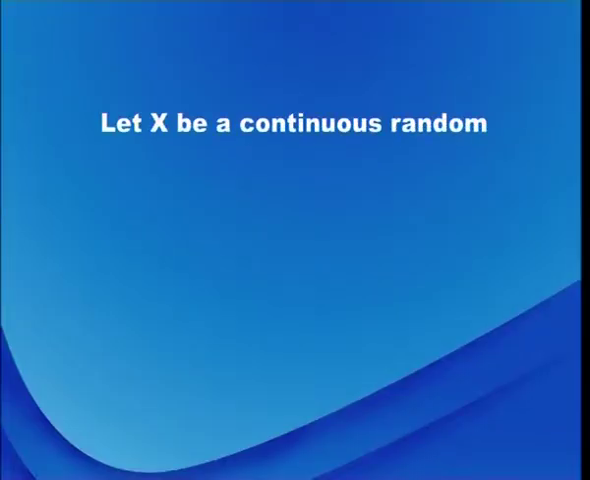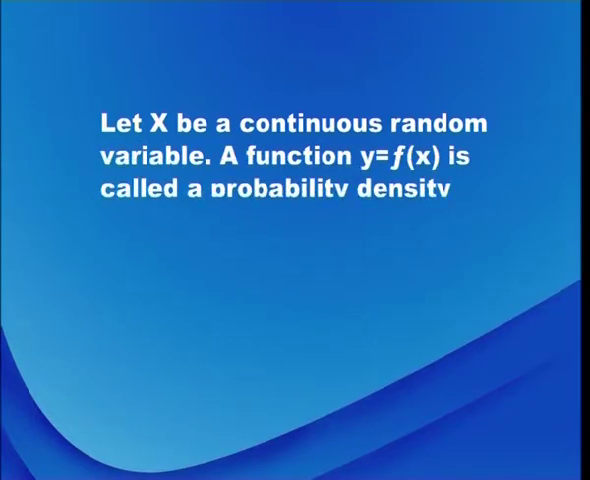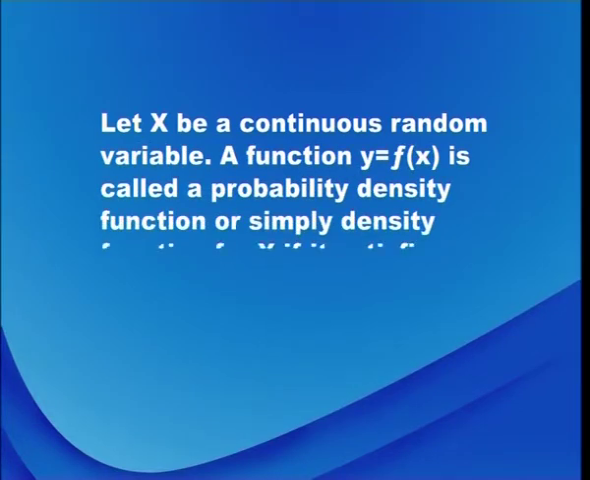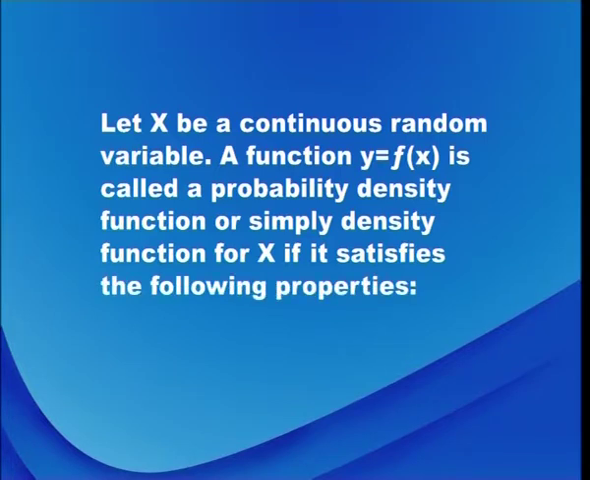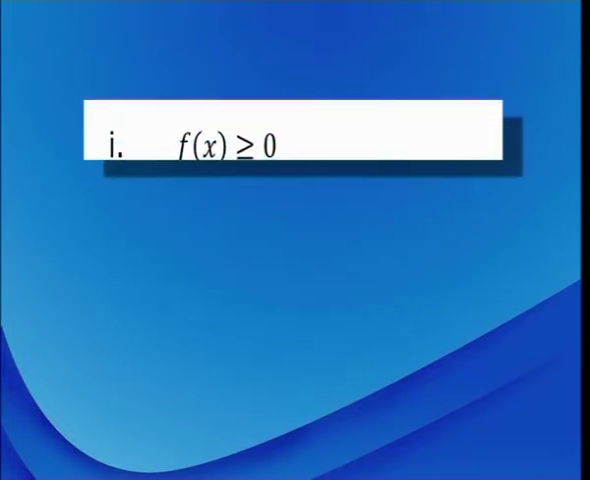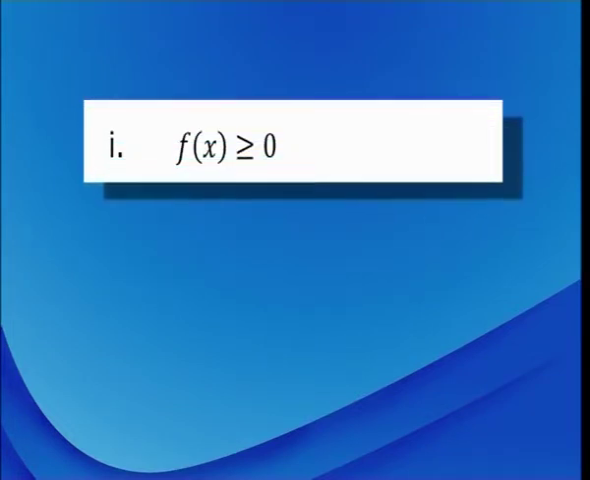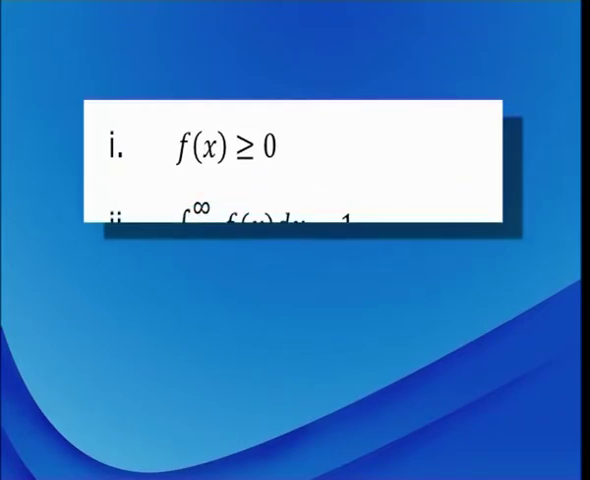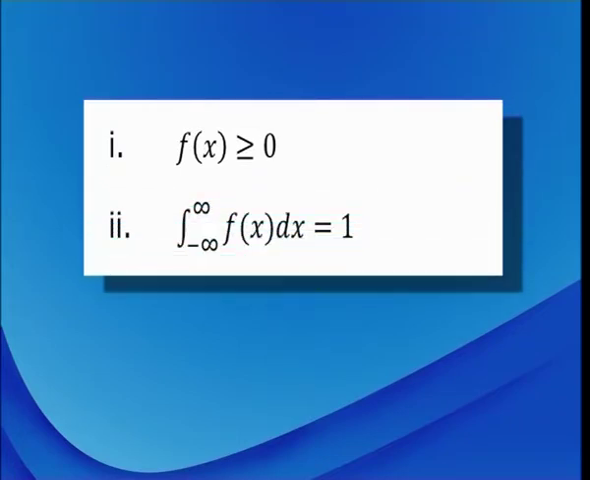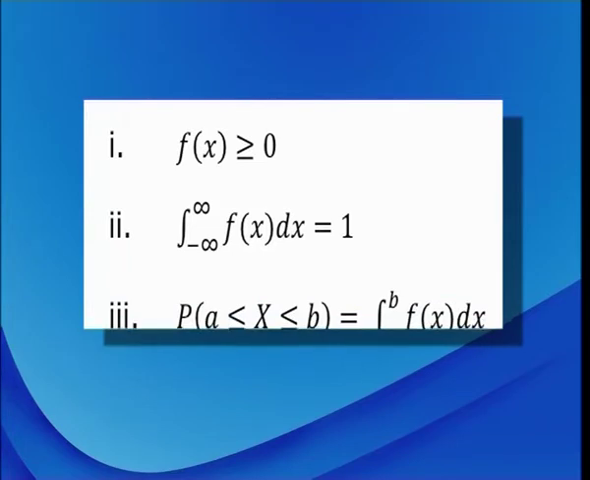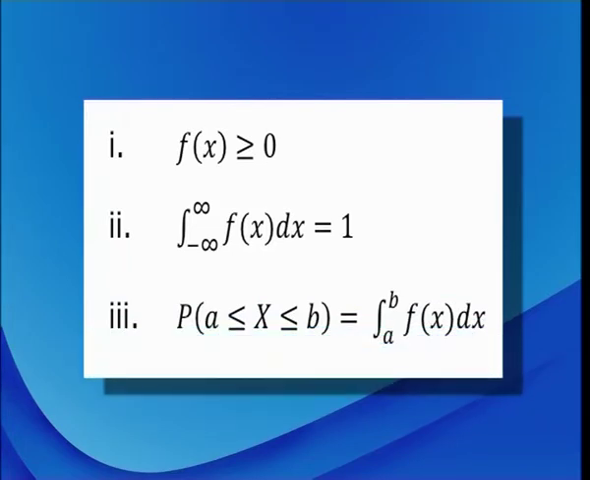Let x be a continuous random variable. A function y = f(x) is called a probability density function, or simply density function, for x if it satisfies the following properties. First, f(x) ≥ 0. Second, the integral of f(x) dx from minus infinity to plus infinity equals 1. Third, the probability of a ≤ x ≤ b is equal to the integral of f(x) dx from a to b.